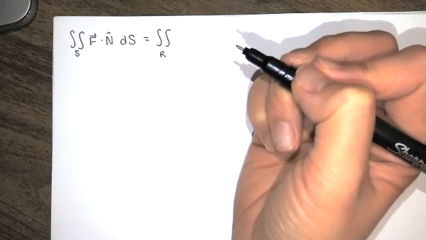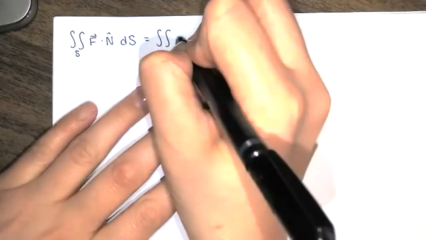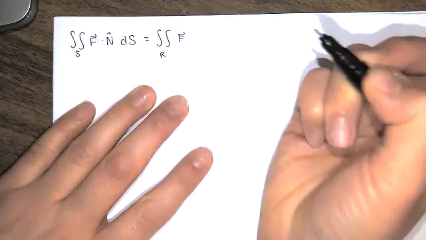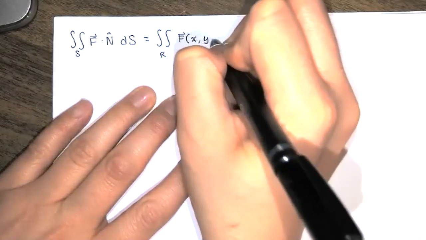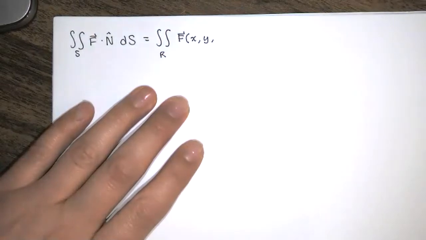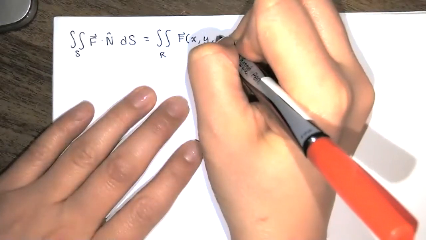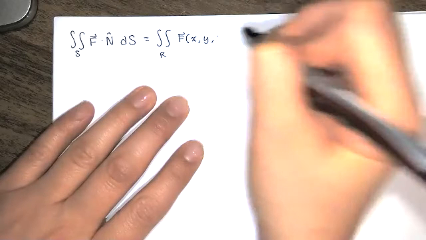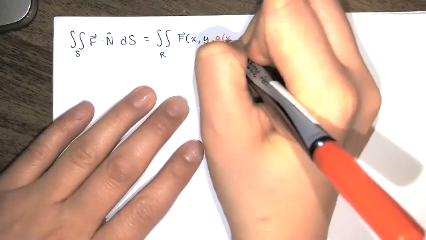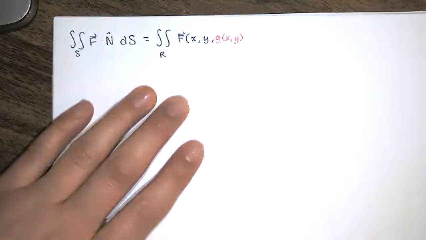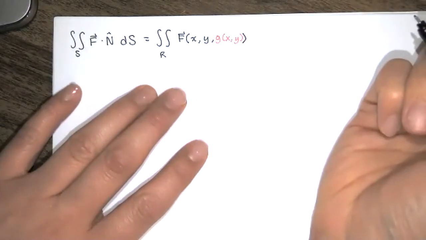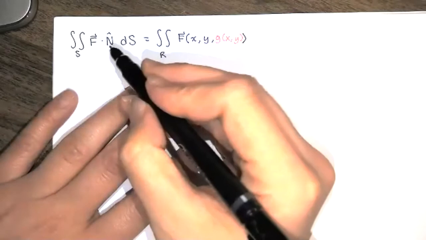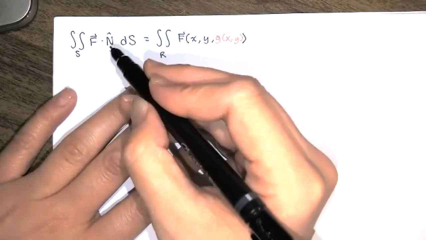Now, our field needs to be written in terms of x and y only. So we've got f of x, y, and everywhere you see a z, z needs to be replaced by z of xy or little g of xy. Either one is fine. They mean the same thing. Now, if we are dotting that with the unit normal, remember how we calculated the unit normal.